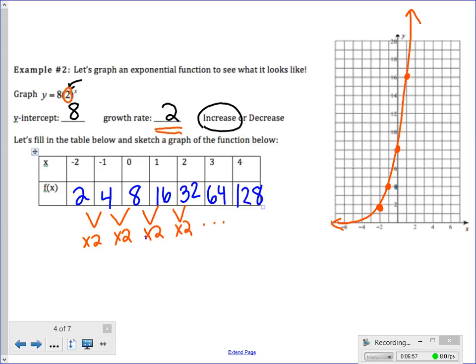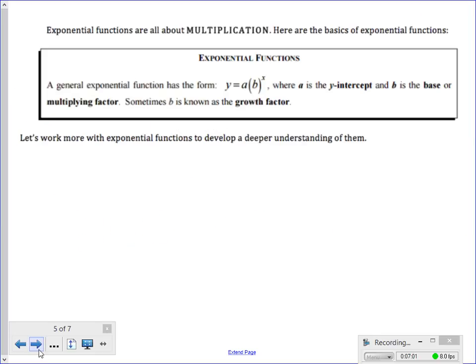All right, I can also tell by this graph it's increasing. I forgot to point that out because the graph is going up from left to right. Okay, so this is just summarizing that A, this number in front, is the y-intercept, and B, the base or the growth rate, the number in the parentheses, is what you multiply by, the growth rate.